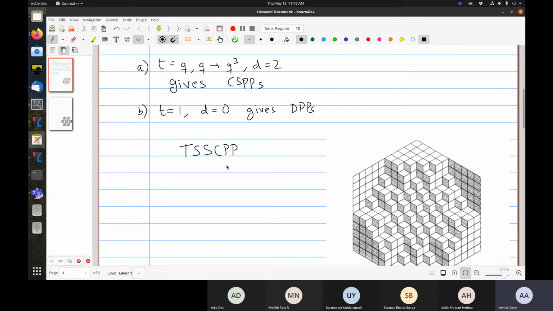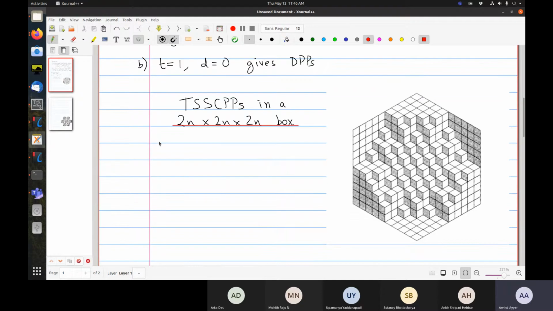Okay, so now I want to move to the last class of plane partitions. These are TSSCPPs in a 2n by 2n by 2n box. And here is an example, as usual, stolen from Bressoud's book. So this is an example.